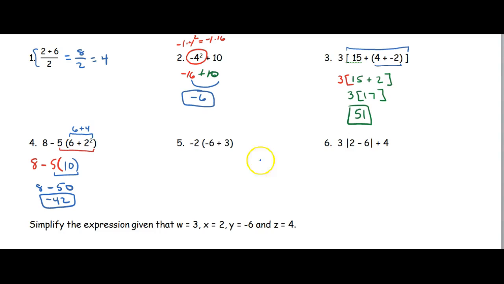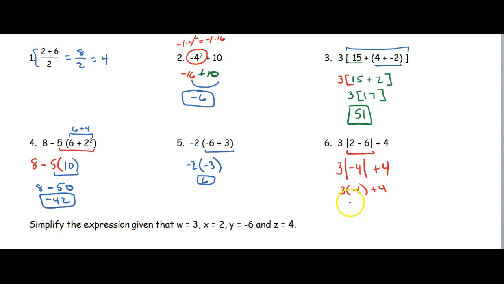In number 5, first thing you have to do is the parentheses. -6 plus 3 is going to give you -3, and now -2 times -3 is +6. And the next one, the absolute value. This is not a set of parentheses, it's the absolute value bars. And remember, when you take the absolute value of any number, it always makes it positive because it represents the distance from 0 on the number line. So 3 times the absolute value of 2 minus 6 is -4 plus 4. Now, the absolute value of -4 is going to give us +4.